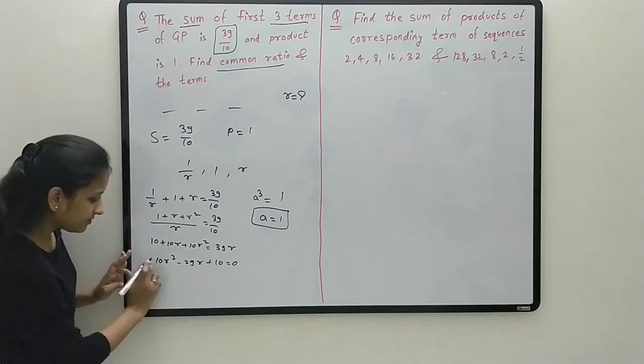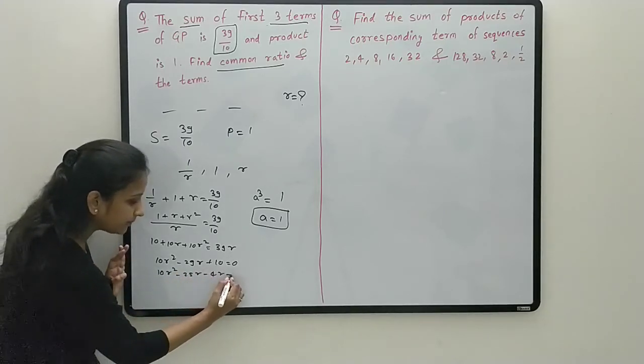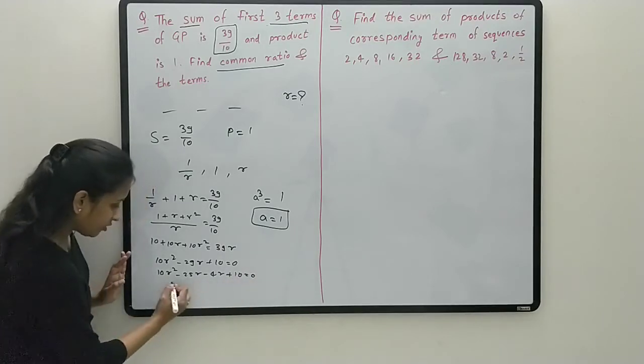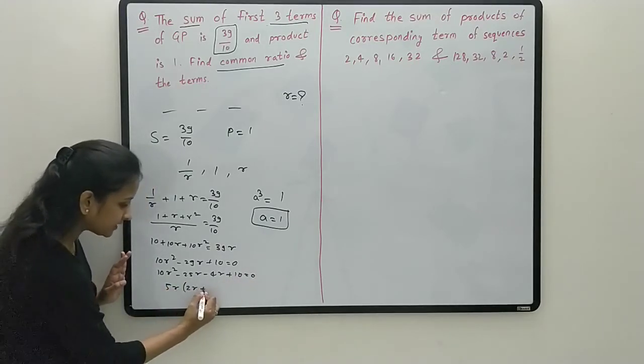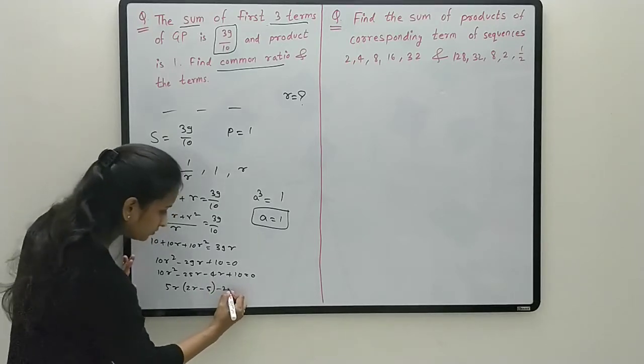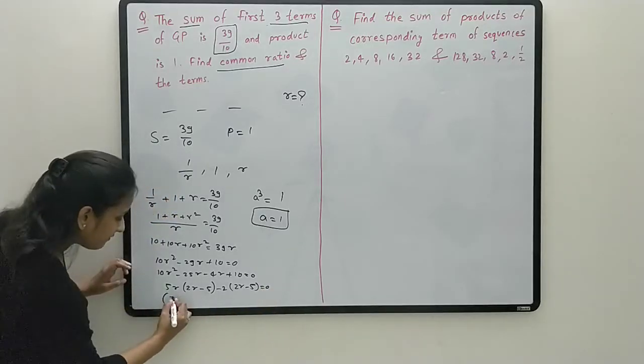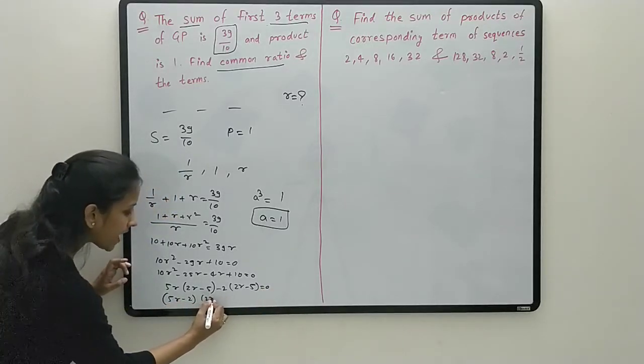Solving this quadratic equation by factorization method. So 10r² − 25r − 4r + 10. Here common is 5r: 2r + 5... 2r − 5. Here common is −2. So we are left with 2r − 5. So factors are 5r − 2 and 2r − 5.